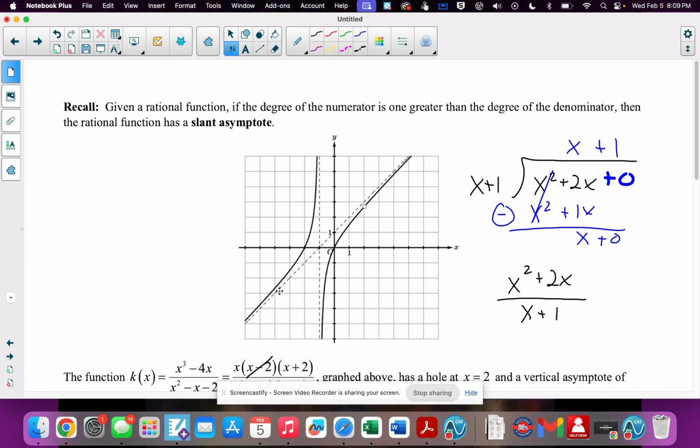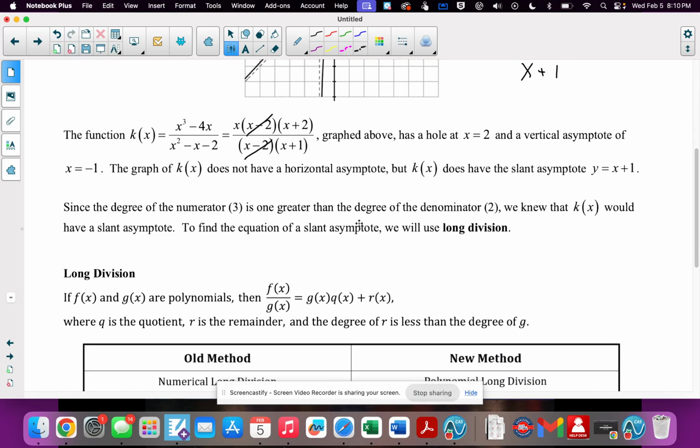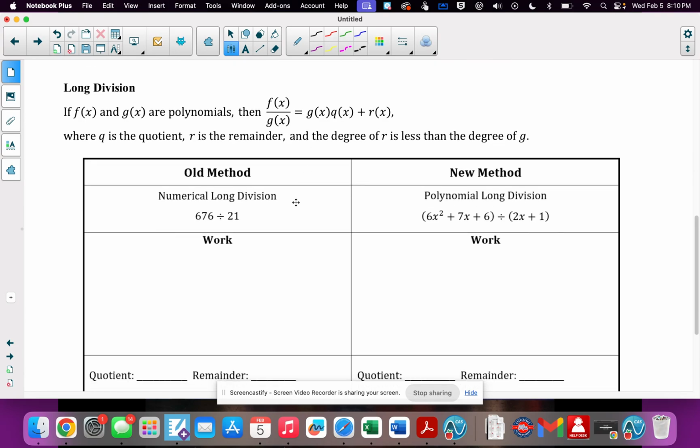So my slant asymptote, as you can see, has a slope of 1 and a y-intercept of 1. Okay. So for problems like what we have on the bottom of this page, you're going to have to use the long division because that is not a very easy linear binomial. You're not going to get the right answers if you try to use synthetic. So we're going to go ahead and do long division.